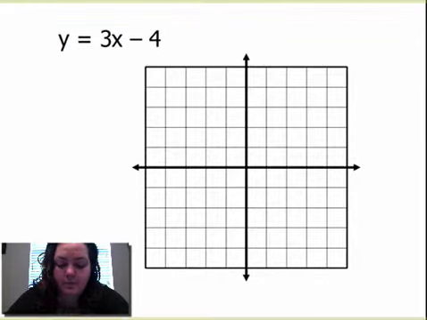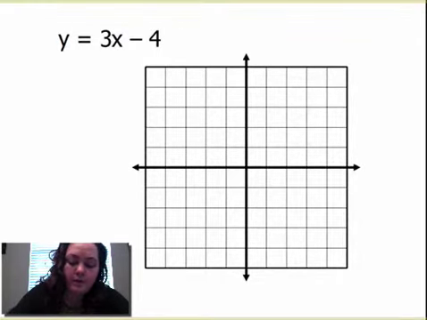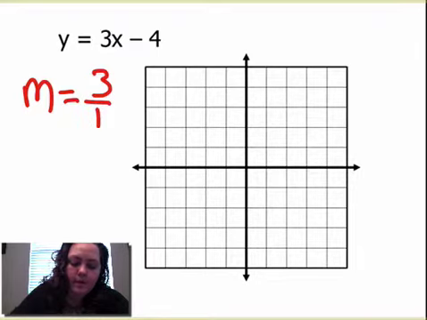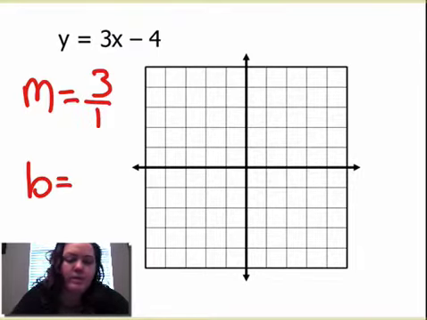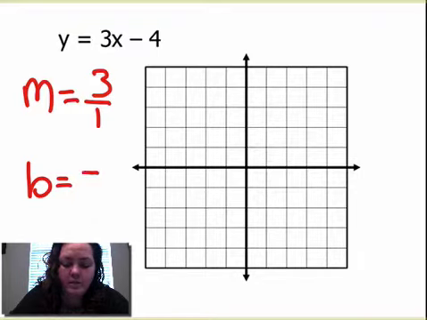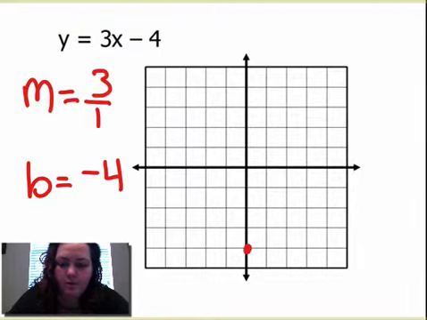Alright, this example, y equals 3x minus 4. Well, you have to be careful here. My slope is 3, so let's make it a 3 over 1. My y-intercept, it's y equals mx plus b, but this one has a minus b. So it's going to mean that my y-intercept is negative 4. So it's crossing my y-axis at negative 4. I'm going to go down to 4 on my y-axis.